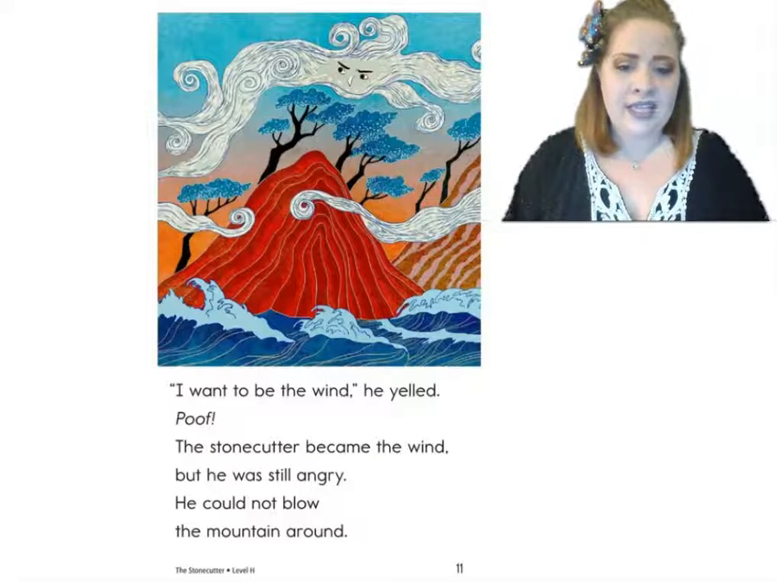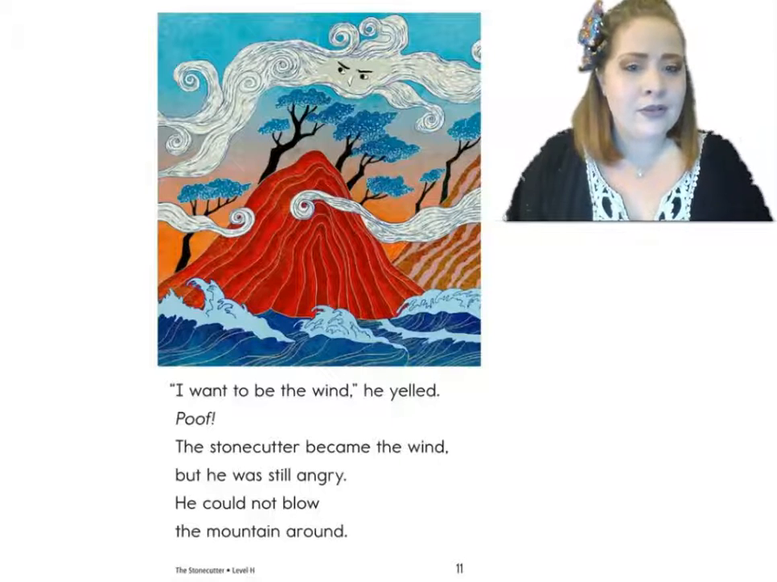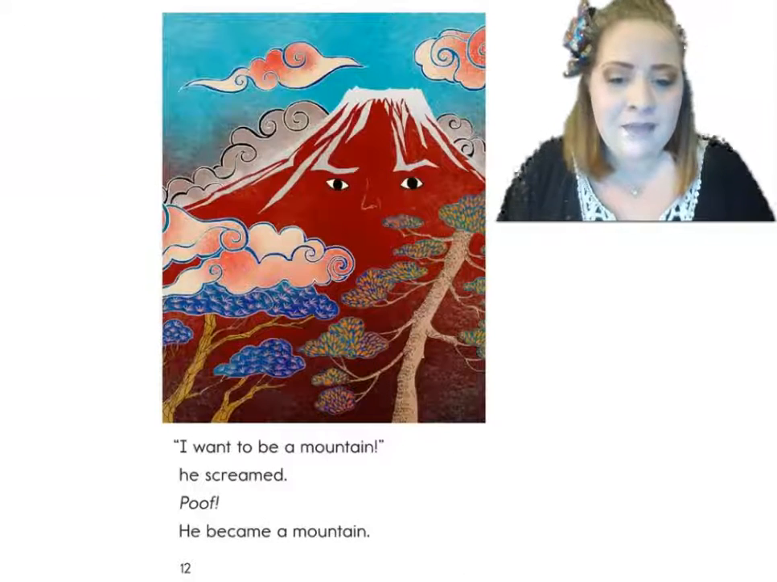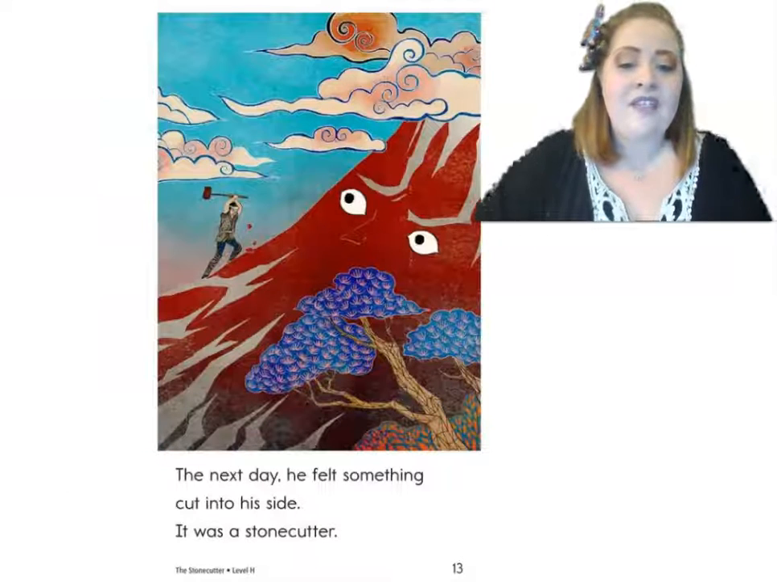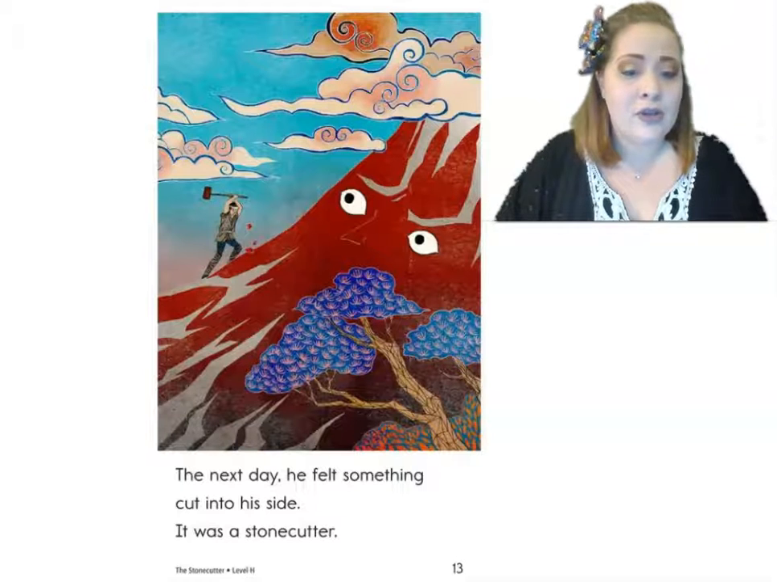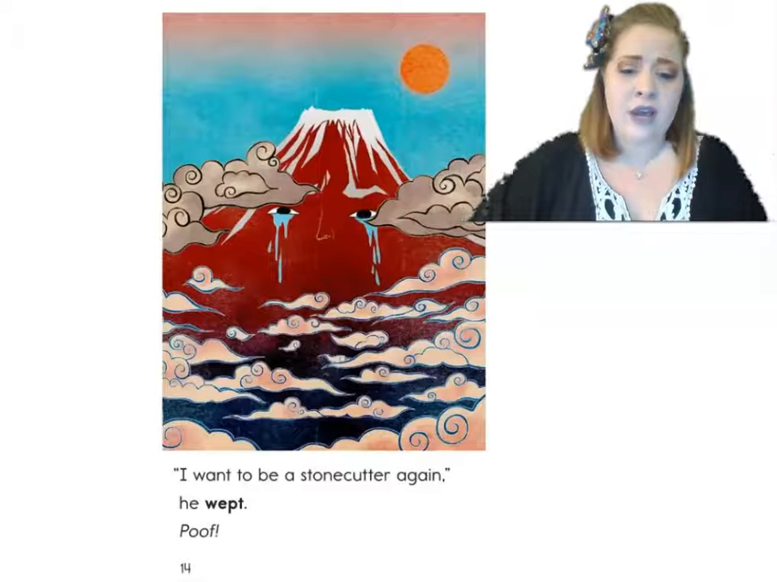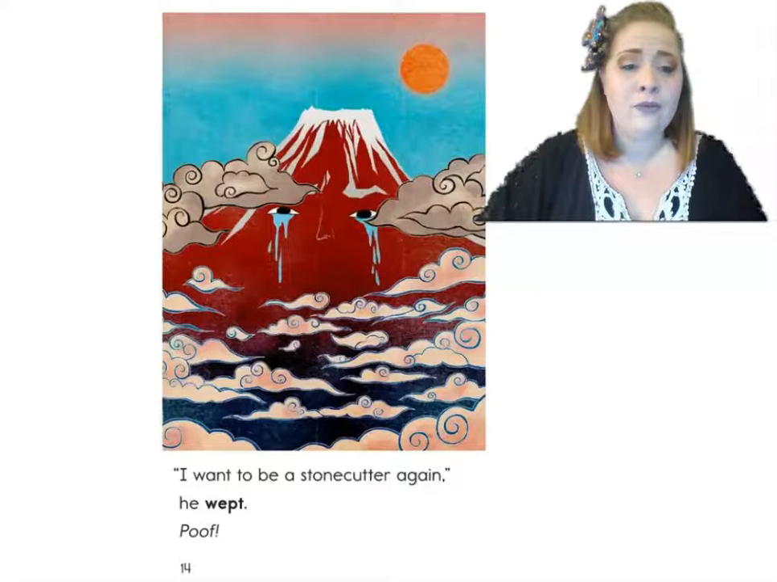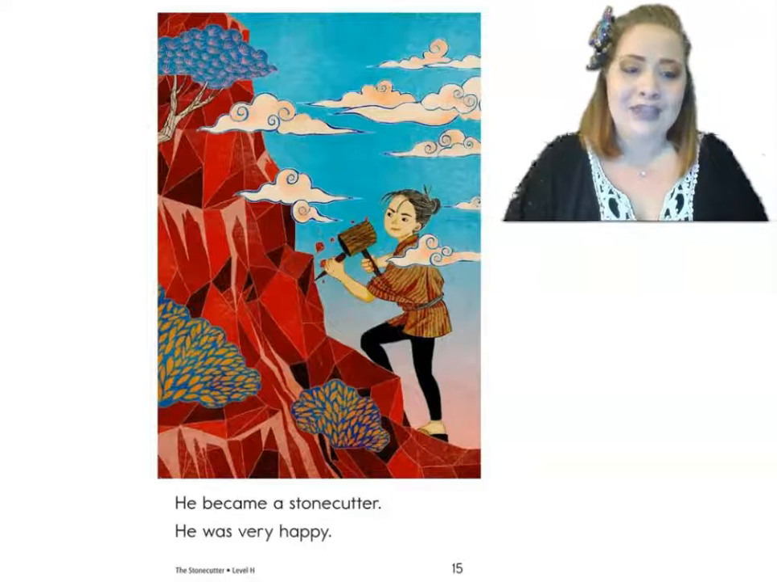I want to be the wind, he yelled. Poof! The stonecutter became the wind, but he was still angry. He could not blow the mountain around. Oh, I wonder what's going to happen next. Let's keep reading. I want to be the mountain, he screamed. Poof! He became the mountain. The next day, he felt something cut into his side. It was a stonecutter. I want to be the stonecutter again, he wept. Poof! He became a stonecutter, and he was happy.